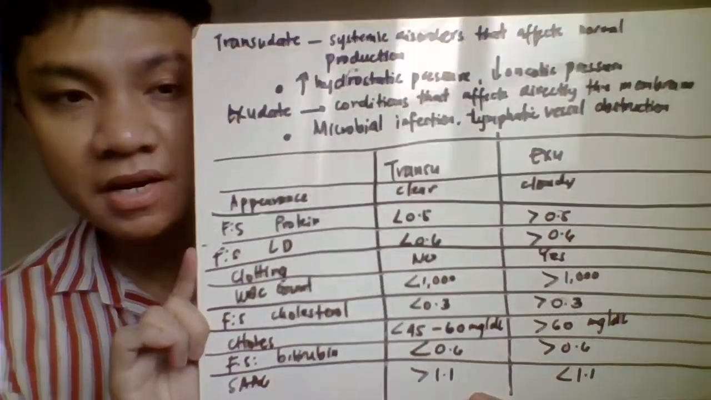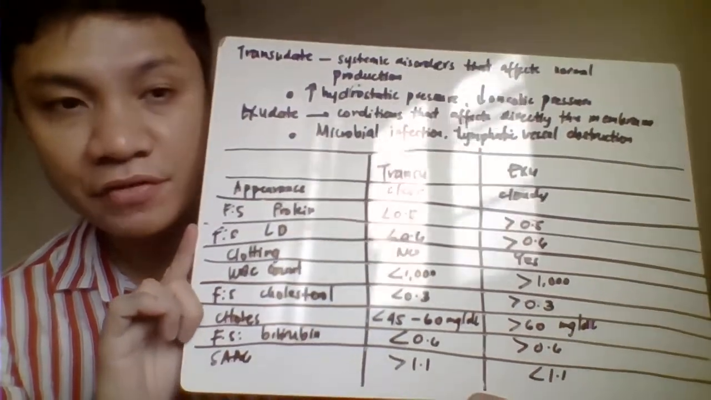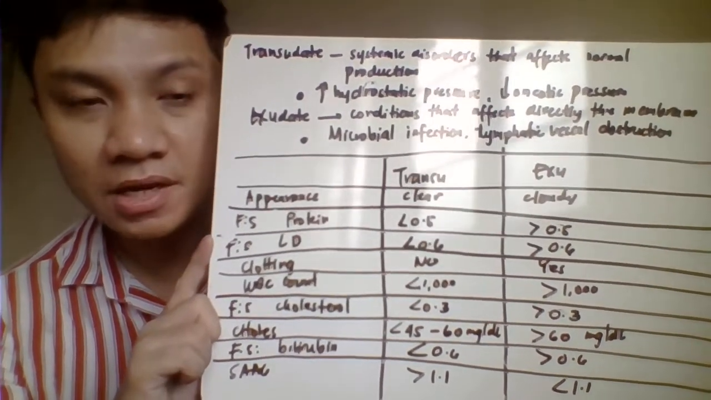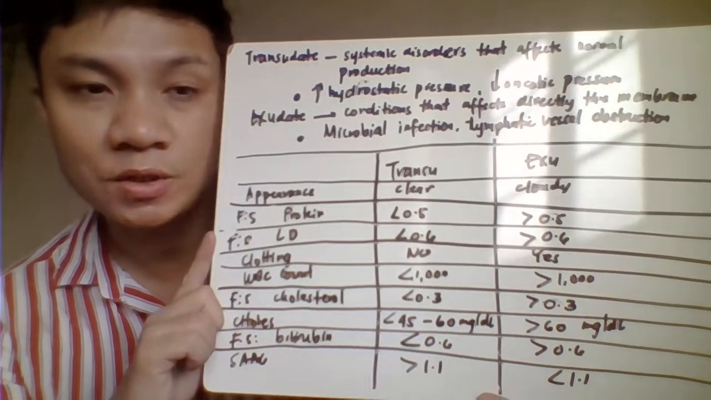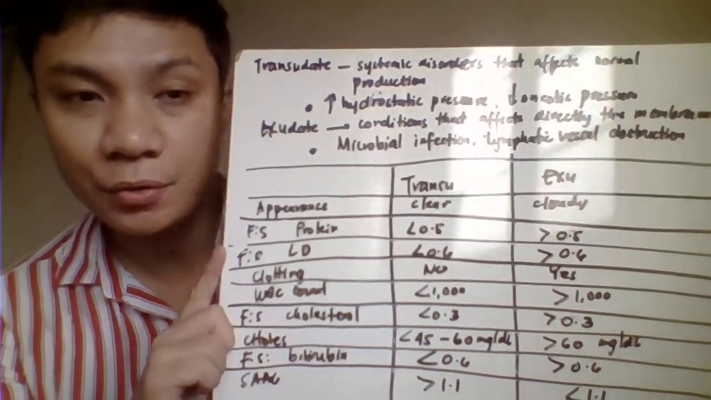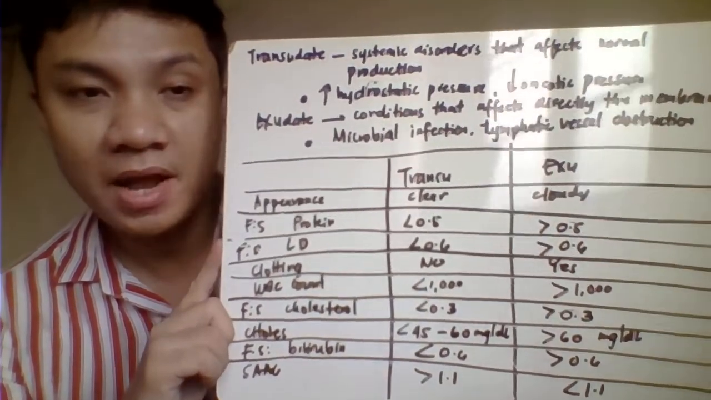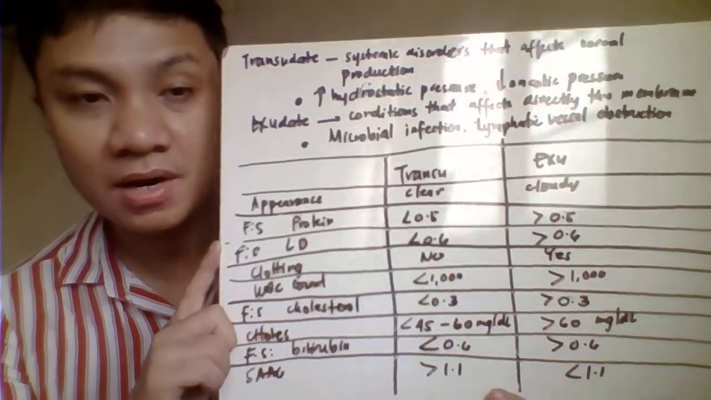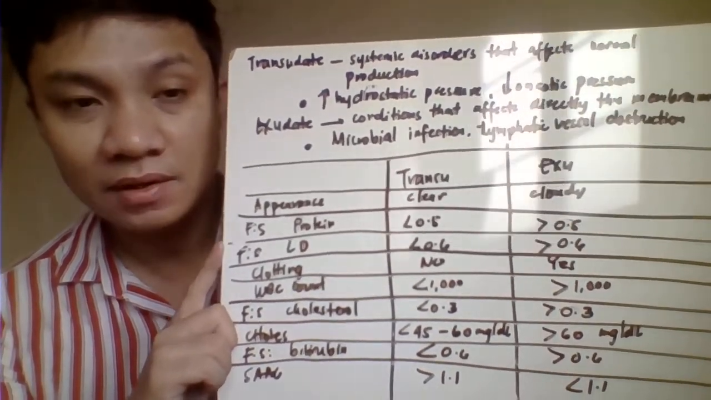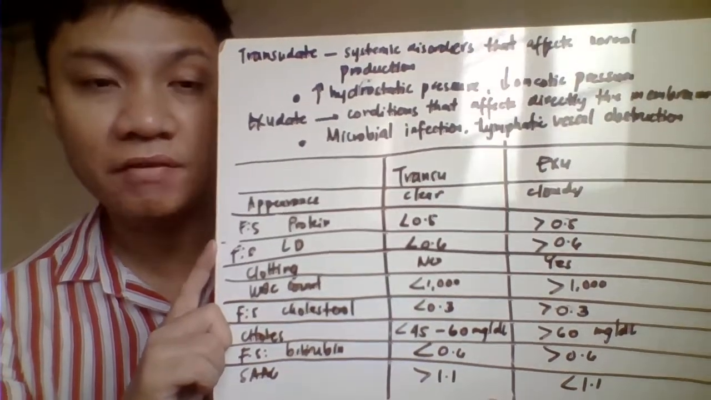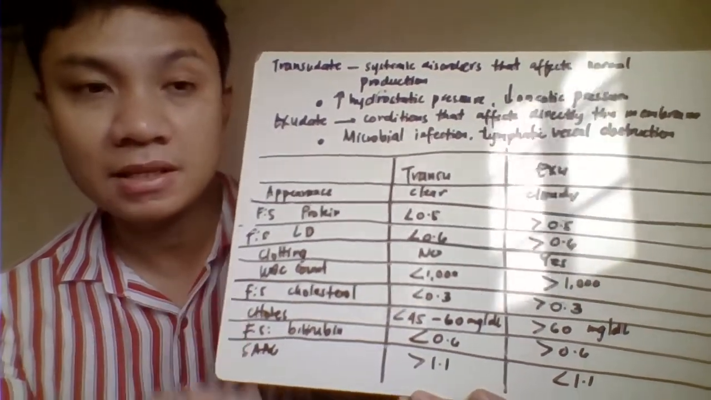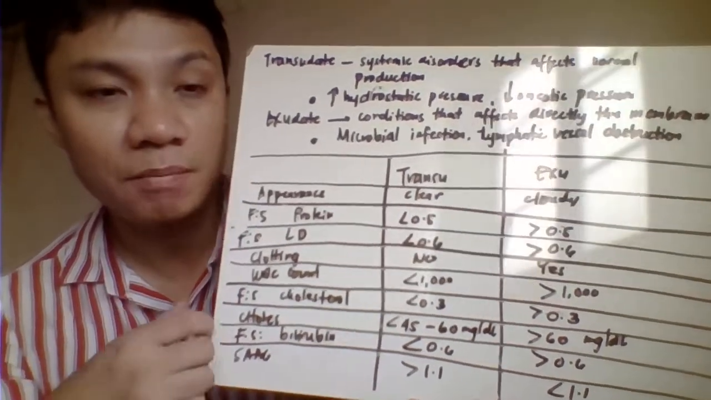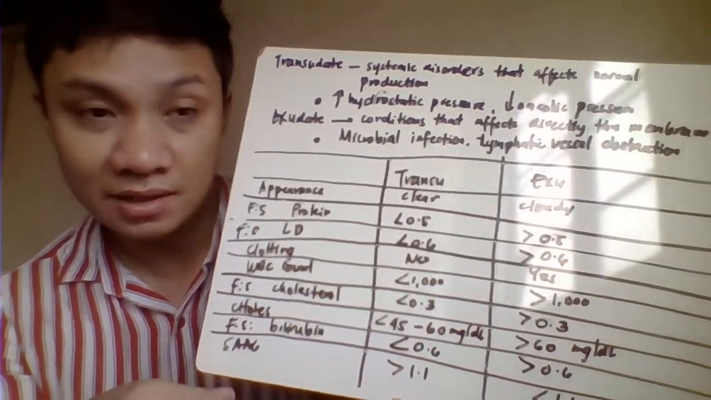Okay, then we also need to classify our effusion as either transudate or exudate. When we speak about the transudate, those are the conditions related to your systemic disorders that affect the normal production and the reabsorption process of your serous fluids. An example of the transudative type of effusion is related to problems with your hydrostatic pressure, and we also have a decrease in colloid pressure, which has already been discussed.